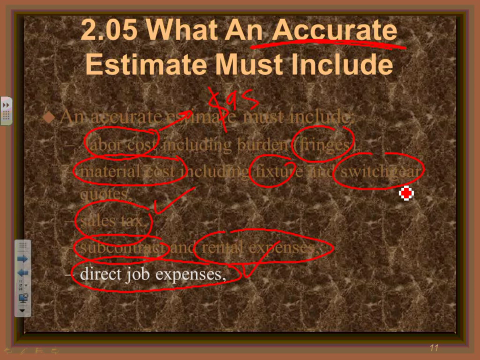Subcontractors, rentals. You're going to ask yourself, do I have things to rent? Trailers, do I have subcontractor, trenching and concrete, or maybe low voltage? Direct job, do I have another direct job as in permits, city permits and electrical permits and hazard recycling material and a bunch of other things. So this has to be included. And then, of course, your overhead.